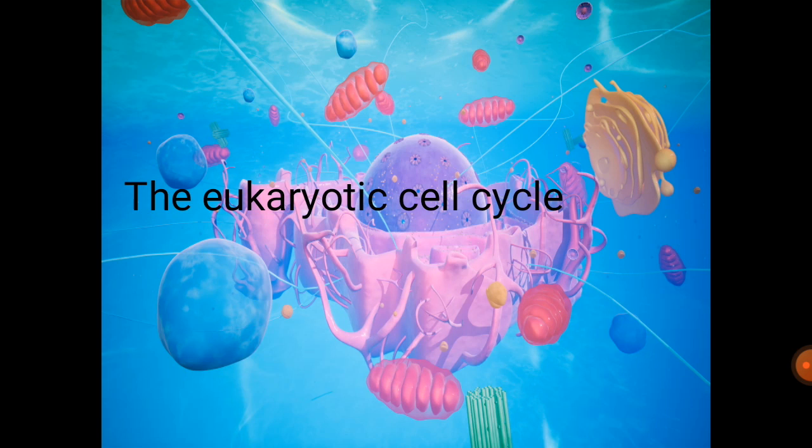Next stage is the interphase. During interphase, the cell grows and takes in nutrients in preparation for division. Interphase takes up about 90% of the cell cycle. It consists of three parts: gap 1, synthesis, and gap 2.